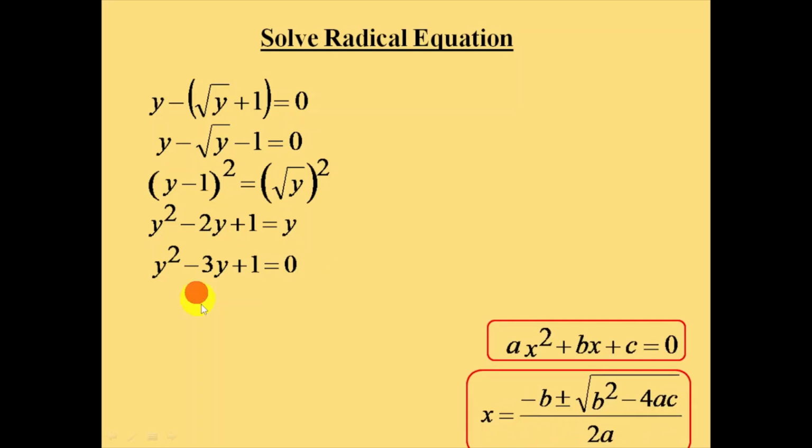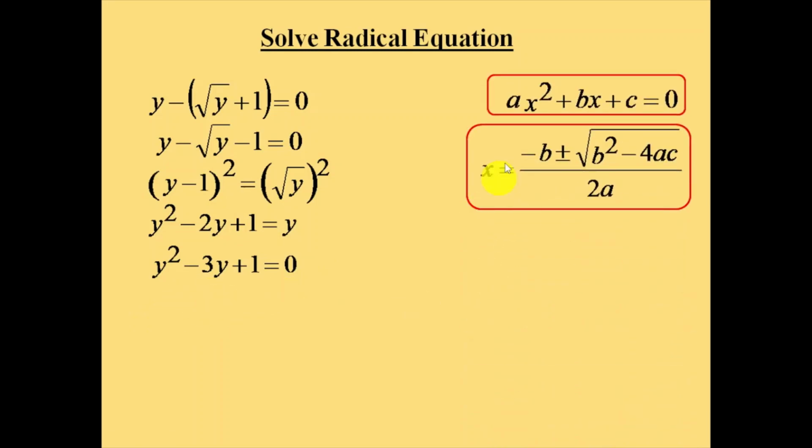This equation is of the form ax square plus bx plus c, where the value of x is equal to minus b plus or minus square root of b square minus 4ac by 2a. Here in this equation, the value of a will be 1, the value of b will be minus 3, and the value of c is equal to 1. We are comparing our equation with the standard quadratic equation ax square plus bx plus c is equal to 0: a equal to 1, b equal to minus 3, c equal to 1.